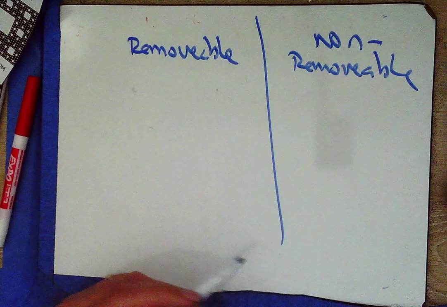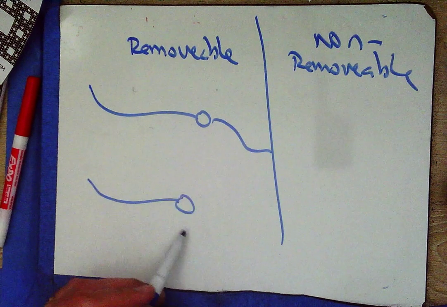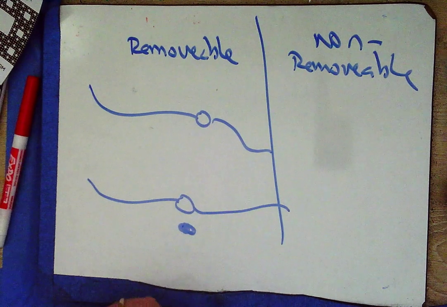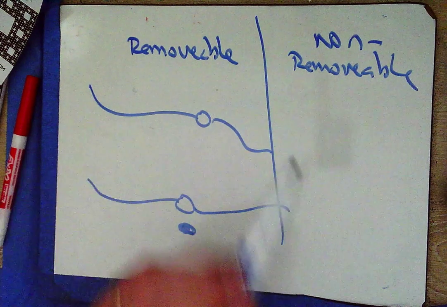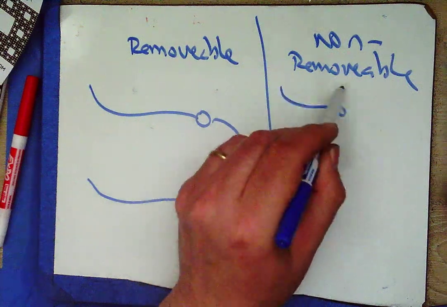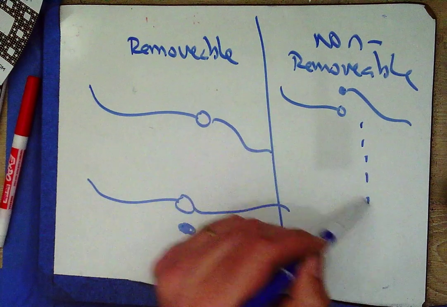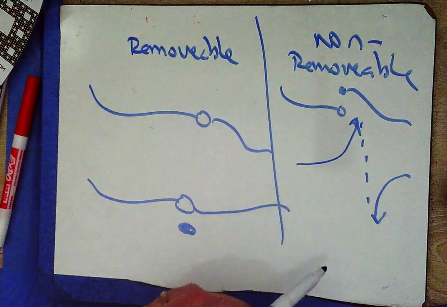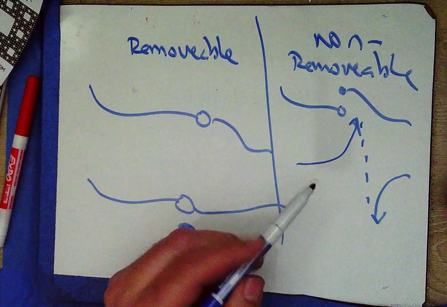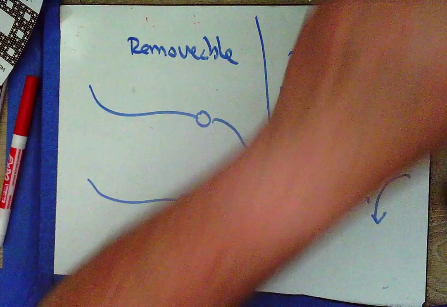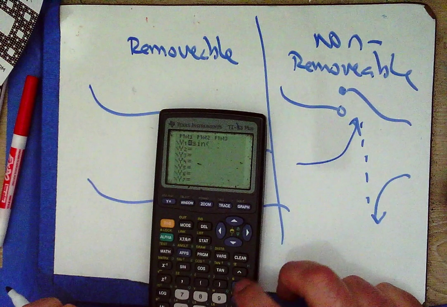Okay, and so when I think about removable, they look like this, or they look like that. These functions have removable discontinuities. That's not removable. That's not removable. And there's this really, really great one. Yeah, I think I can get you a graph of it, because I don't think you'd believe me unless I show you.